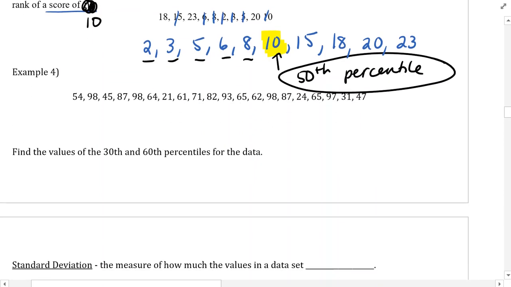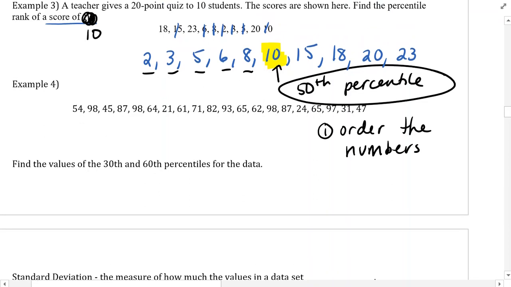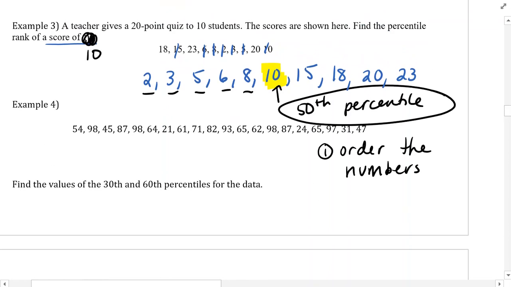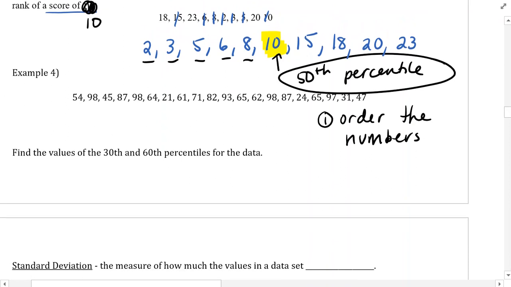Okay. Go ahead and try example 4 on your own. Find the values of the 30th and the 60th percentile for the data. Remember, you want to order the numbers, then we have to figure out how many numbers I have, and 30% of those numbers should be smaller than that 30th percentile, and 60% should be strictly smaller than that percentile. Okay. All right, we'll follow up with that one in class. But I do want you to try that right now.